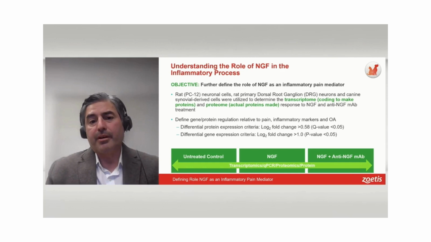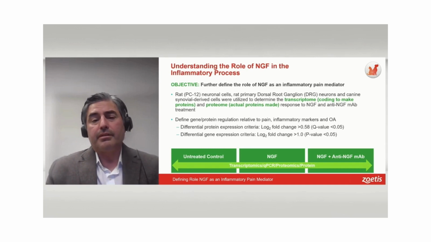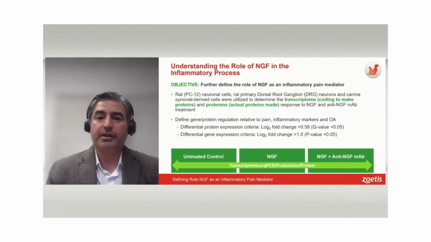We also use rat primary DRG neurons, and we stimulate those with canine or feline NGF because we get the same types of responses as if we were to use rat NGF. It's a very homologous protein. And we also use joint cells, canine synovial-derived cells, to look at what is going on in terms of NGF regulation of those types of cells in the joint.